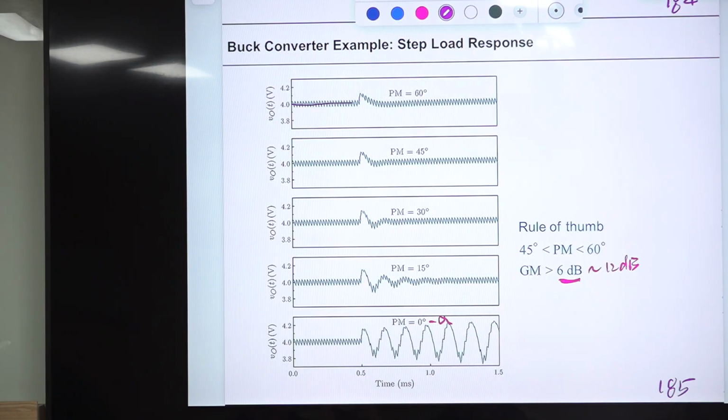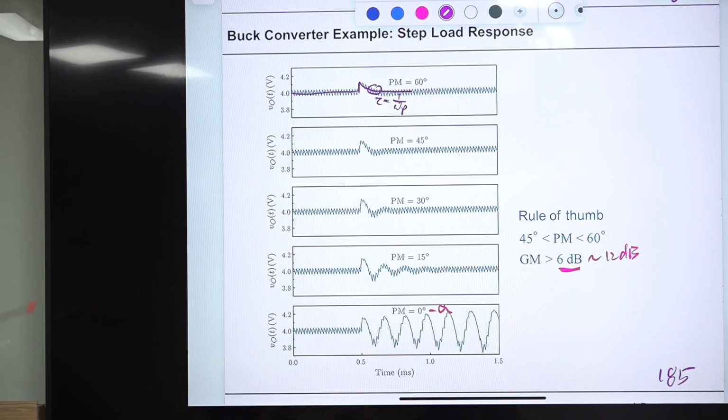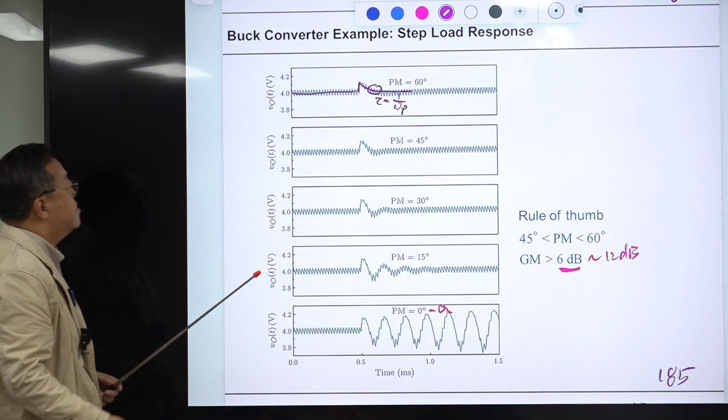Basically, this is a first order system, and this time constant tau is 1 divided by omega p, and omega p is this one, where you connect the two asymptotes. So this determines the settling time and so on.